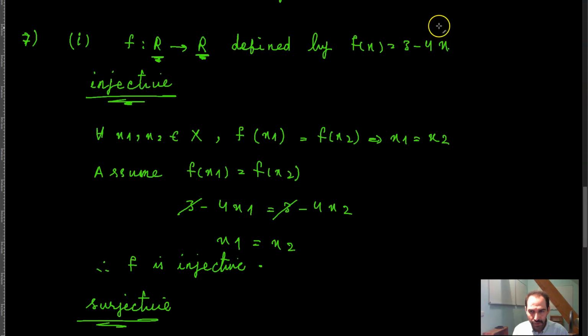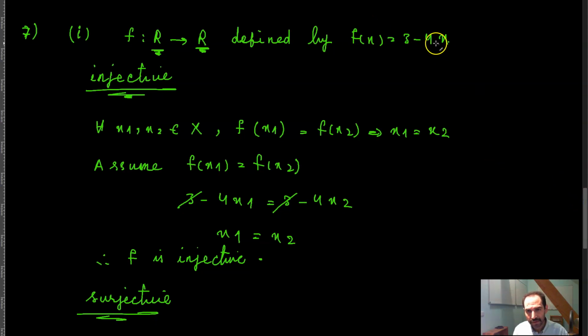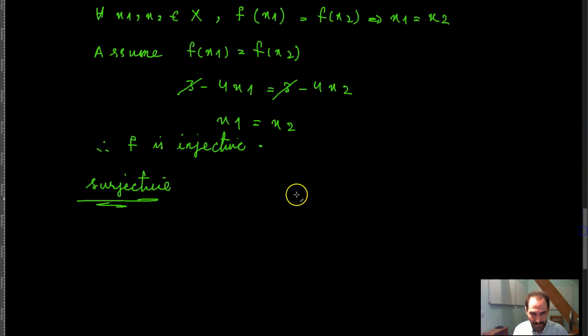Now, in order to do exactly that, you need to find the inverse of your function. If you find the inverse of the function, then you can easily show that every output is mapped from some input from the domain of the function. So how do we do that? We said that f of x is equal to 3 minus 4x. So f of x is your output and x is your input, right?